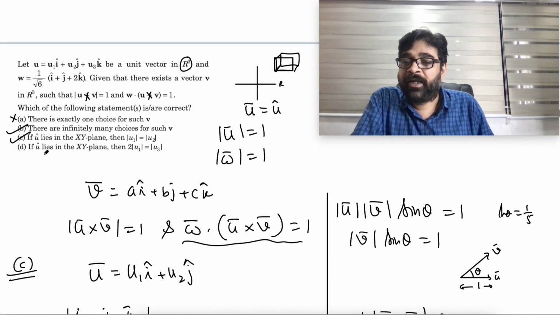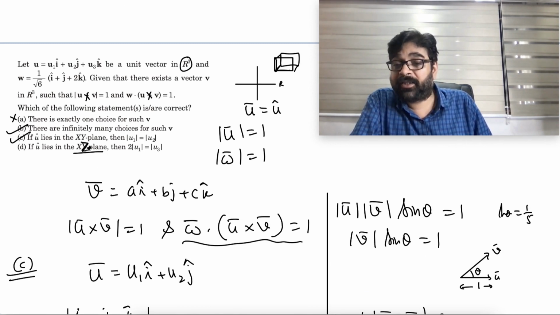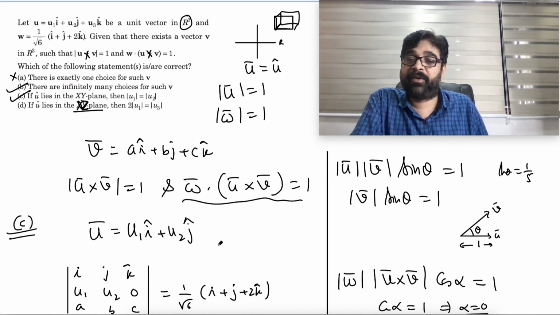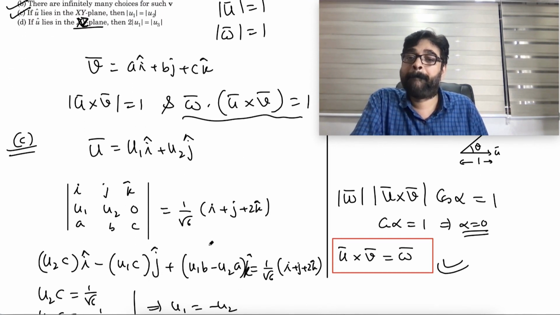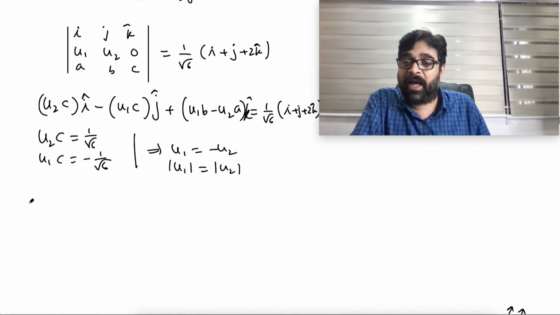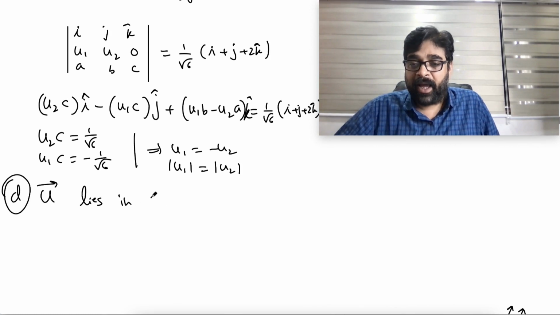The D option says, if u lies in the x, this is a mistake, xz plane, please correct it. There are so many typing mistakes. If u lies in the xz plane, so what will happen? I am talking about the D option. U lies in the xz plane.